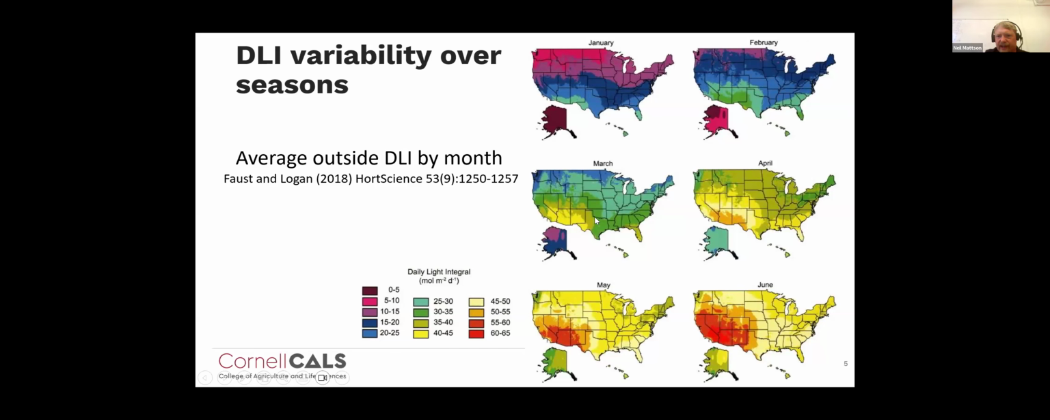As we advance into February and March, days are finally getting noticeably longer. We're finally getting 20 or so moles of light. And then by the time we get into May and June, we're getting into those 45 and 50 moles of light. Versus if we were in the southwest of the US, even in the wintertime, Tucson, Arizona is able to get 25 to 30 moles of light outdoors. And then that's on the very high end of what we can get from the sun in the summertime, so 60 to 65.